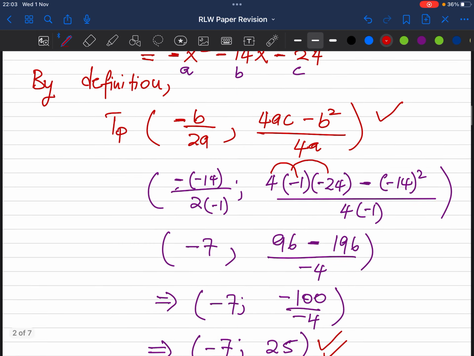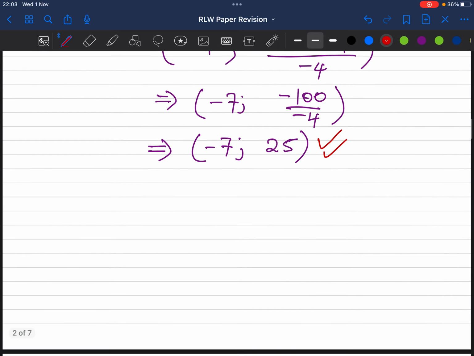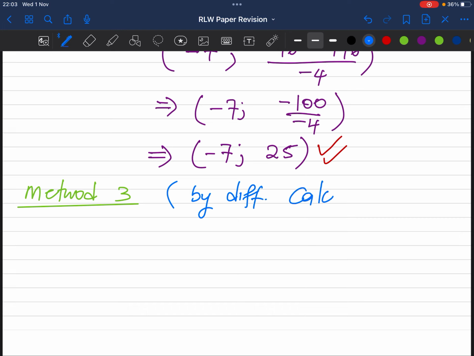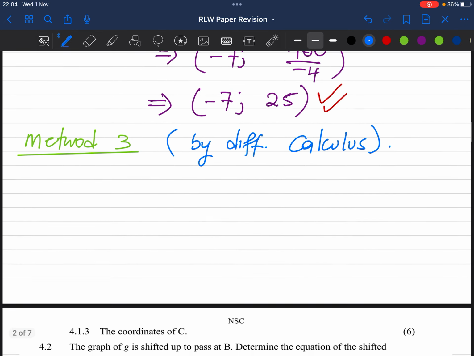Let us check another method, which is method 3. For method 3, you can use differential calculus. You can just use differential calculus there.